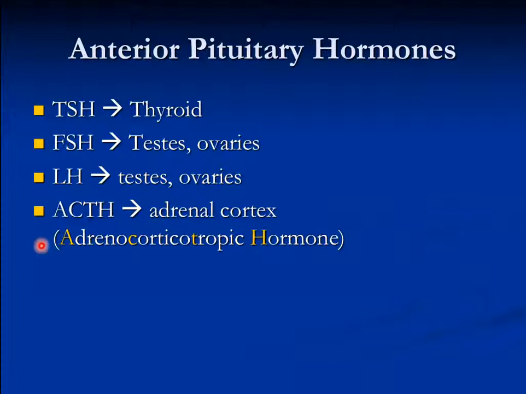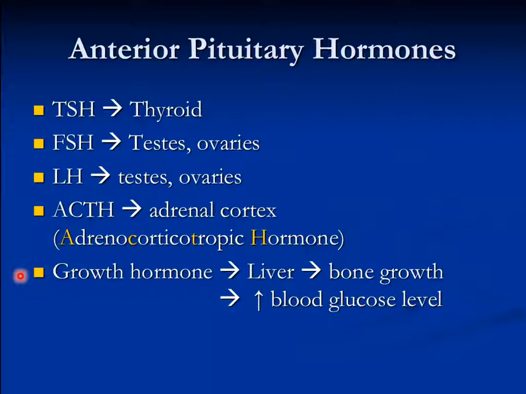Another anterior pituitary hormone is ACTH, and this affects the adrenal cortex. What ACTH stands for, as you can see, is the adrenocorticotropic hormone. Yes, that's a mouthful. You can see why we just call it ACTH. There are even more hormones released by the anterior pituitary. There's growth hormone. I'm sure you've heard of this.